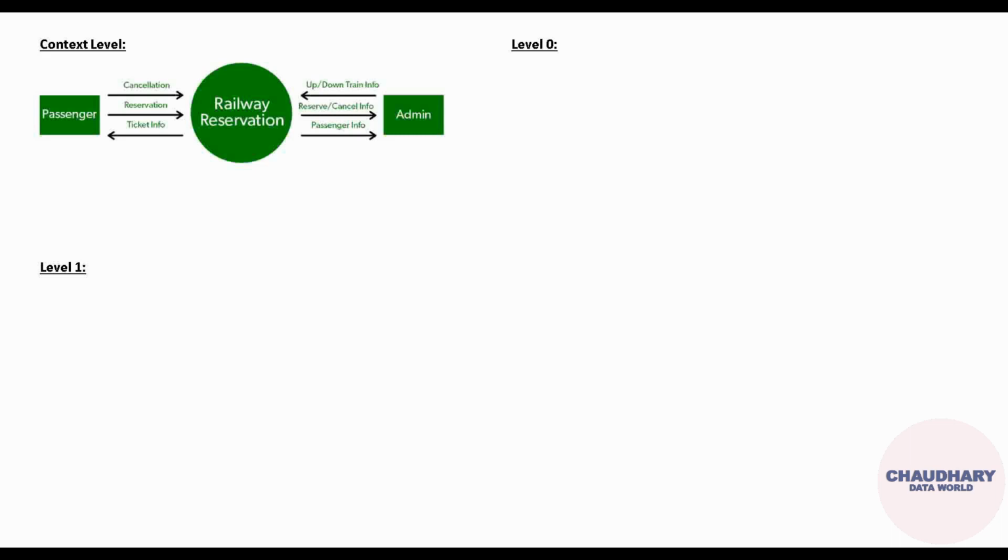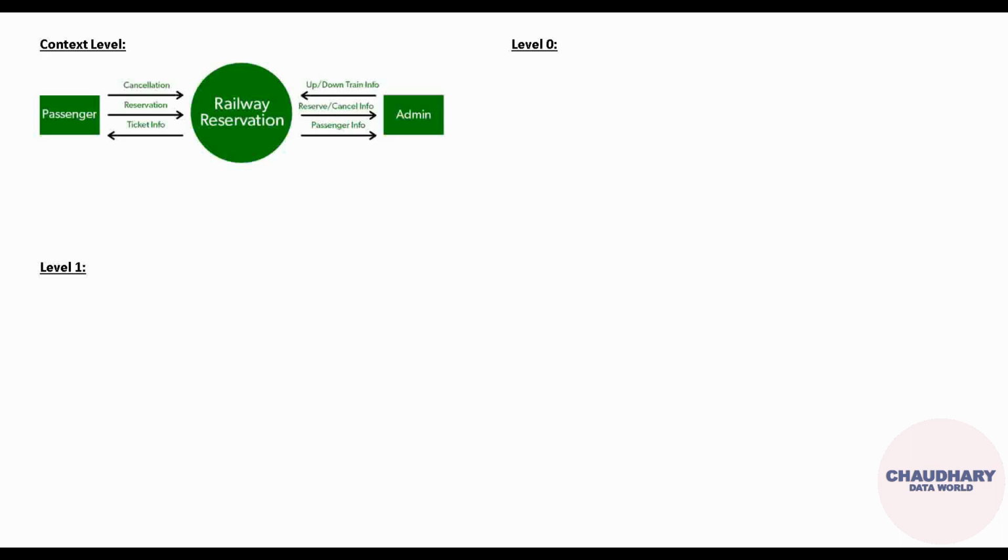In a practical scenario, suppose there is a railway reservation process, or you may say the whole business of railway reservation, and you want to construct a database architecture for that. You definitely need these three levels, which are very vital for any business process. That means context level, level 0, level 1.